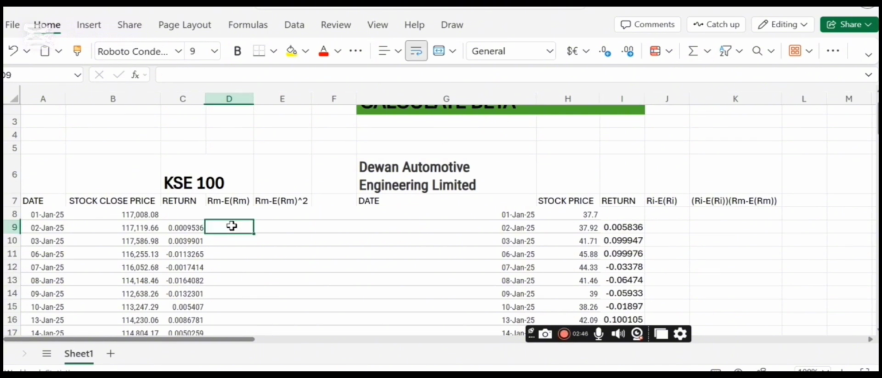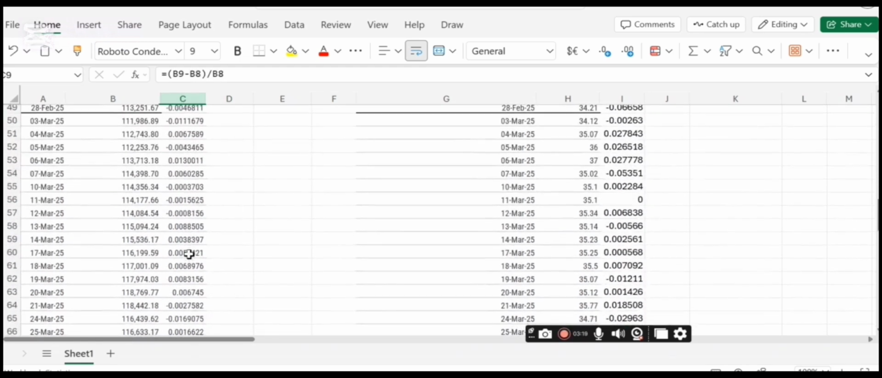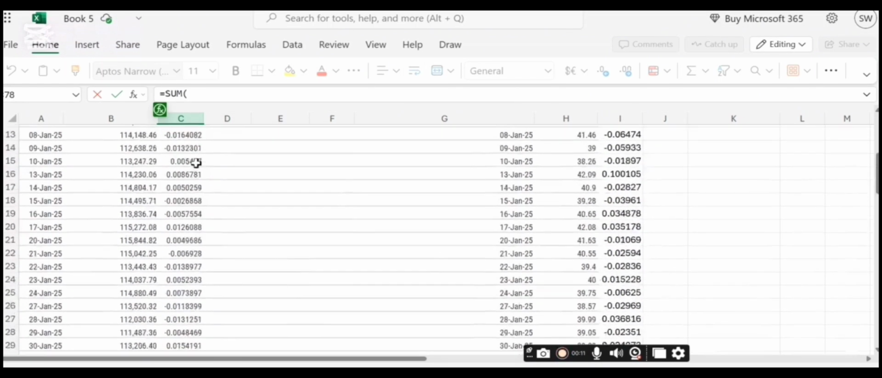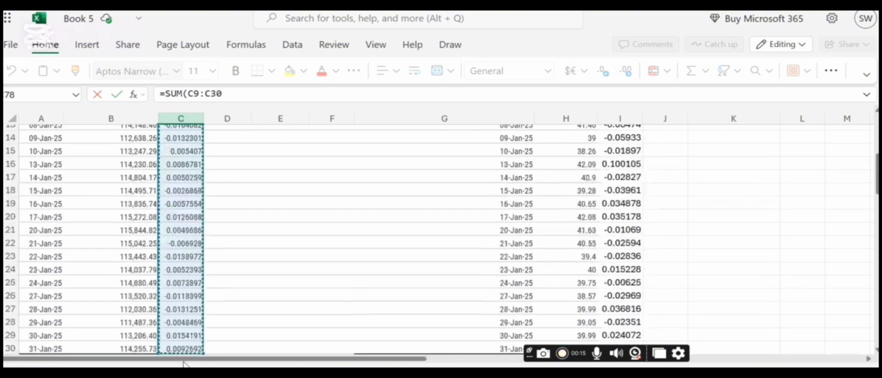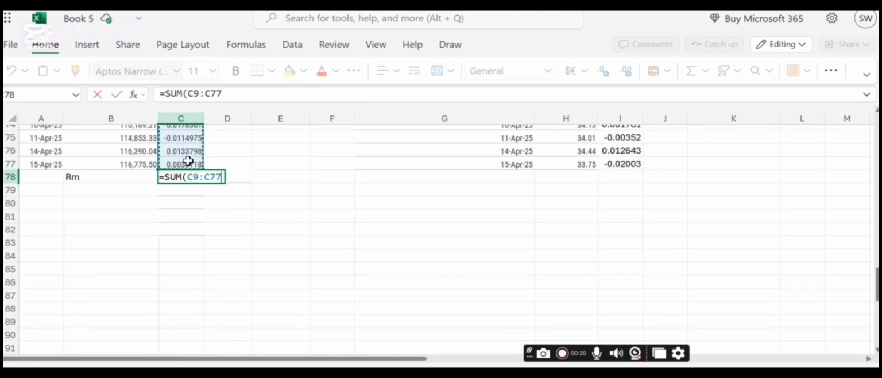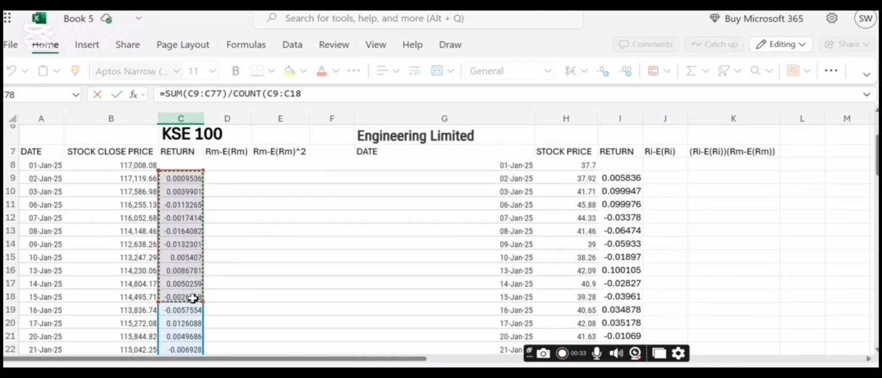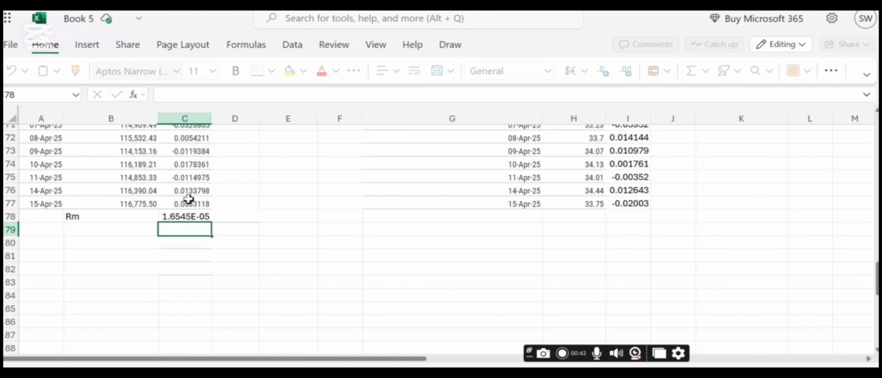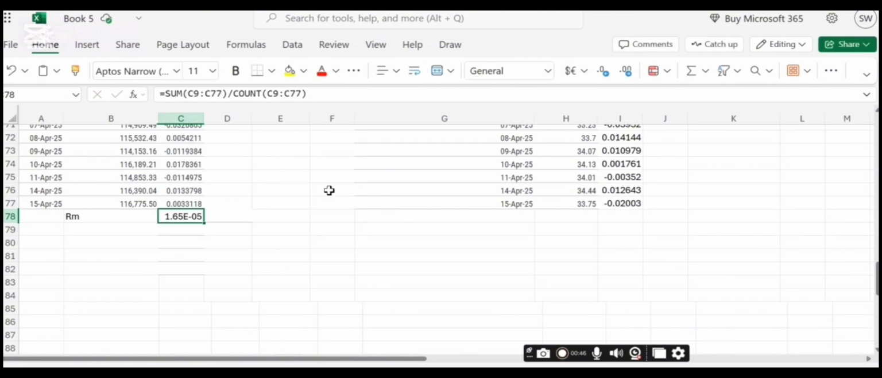So our next step, first of all, we calculate the sum of all the returns, and we close the bracket and divide it by the count of all the values, that is, how many numbers are in that column. So here is our market return that is used in our next step.